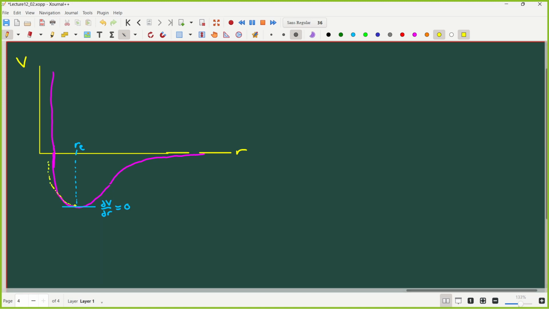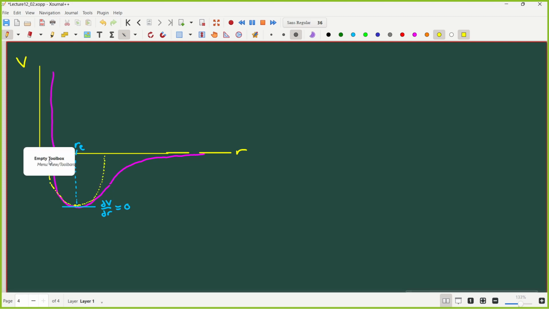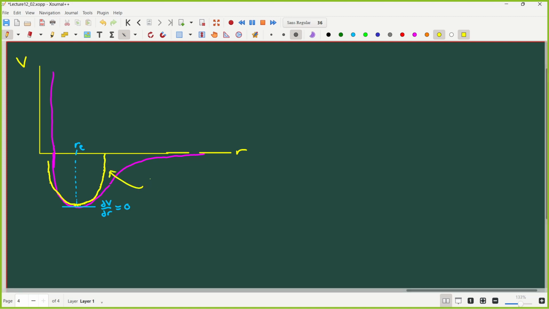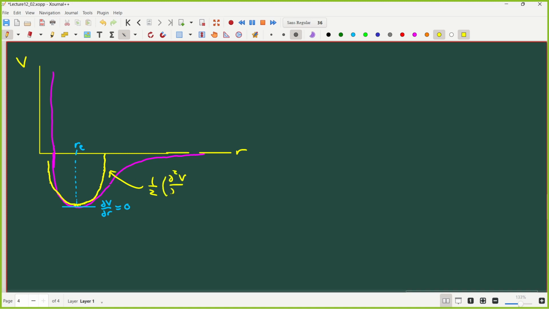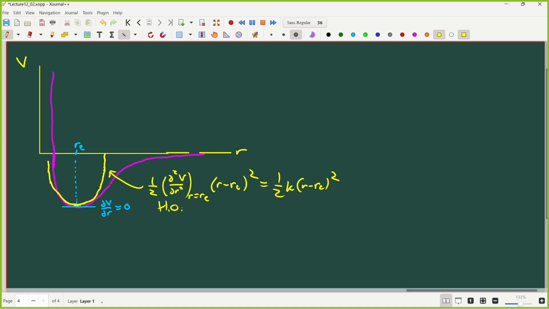So if I were to draw that, it would look something like this. So this yellow line that I draw here is 1/2 d squared V/dr squared evaluated at r equals r_e, times (r minus r_e) squared. Which is the same as I said before, the same as 1/2 kx squared. This is the harmonic oscillator potential, (r minus r_e) squared. This is the harmonic oscillator approximation.